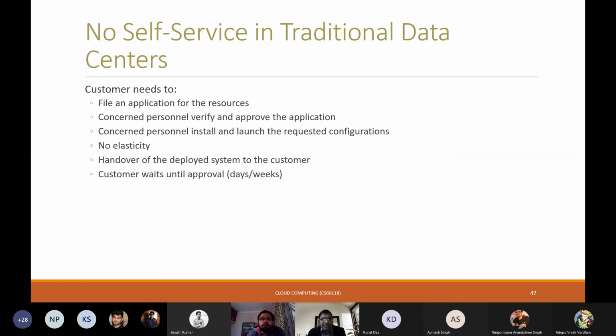Traditional data centers basically don't have support for any kind of elastic service offering, right? In traditional data centers, there is a handover of the deployed system to the customer, and the customer will have to wait until approval, which can take days or weeks, right? So this is what typically happens with the customers in a traditional data center.